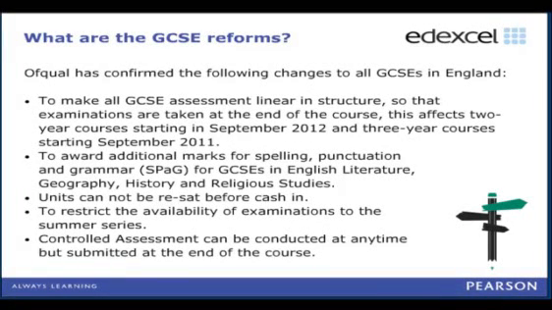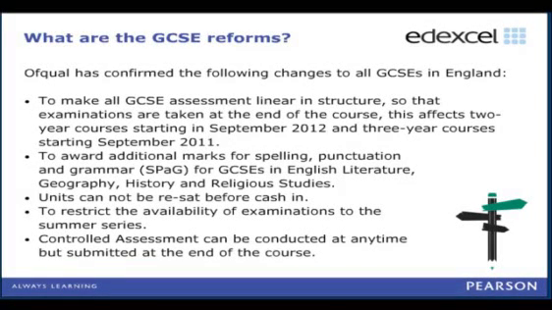Then I'll go down the bullet points here. You can see that there's a special mark for spelling, punctuation and grammar, which will be done for English literature, geography, history and religious studies. That doesn't involve psychology. We'll still have spelling marks, the quality of written communication marks, as we always have, but nothing different, nothing in addition, the same as we've always done.